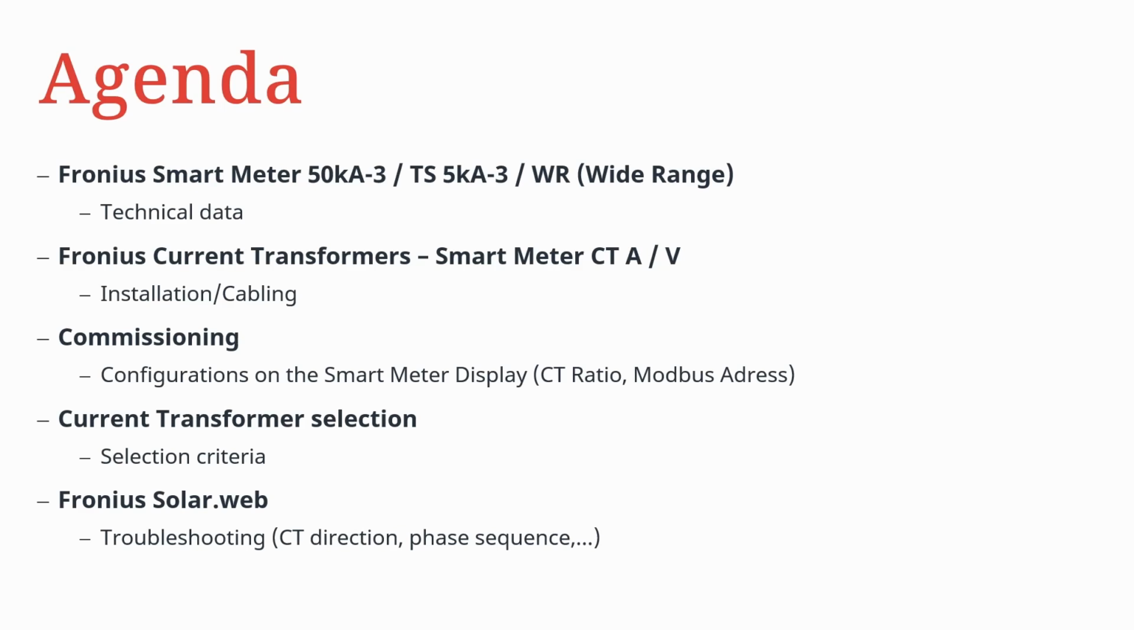The second point we will cover today is the installation and correct connection of the Fronius current transformers, the so-called smart meter CTA and V. And next, the configurations that have to be carried out on the smart meter display itself. This would be the CT ratio, so the transformation ratio, and also the Modbus address.